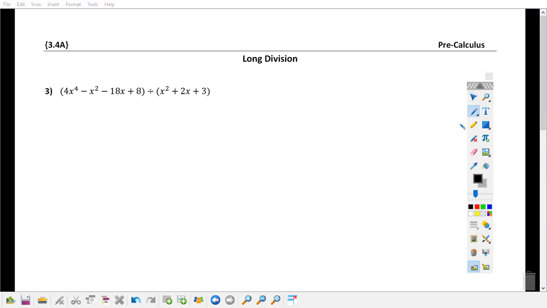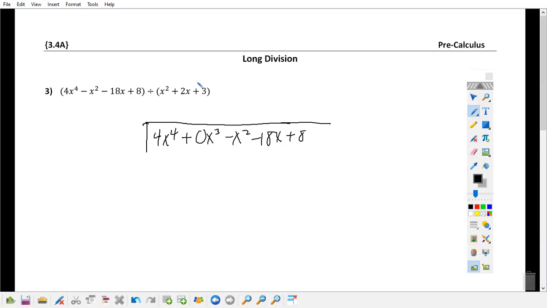Okay, for this one, I'm going to do it without all the extra writing. I'm going to do it as if I'm just in my head, and we're going to write it all up. So we have 4x to the 4th, and I have to put plus 0x cubed minus x squared minus 18x plus 8. And this time I have a 3-term divisor. So we have x squared plus 2x plus 3.